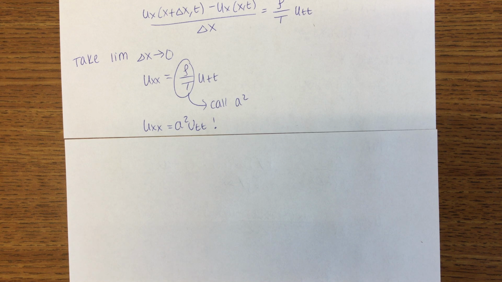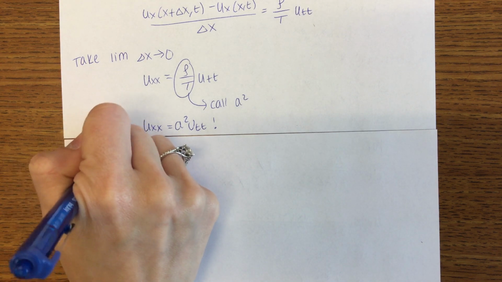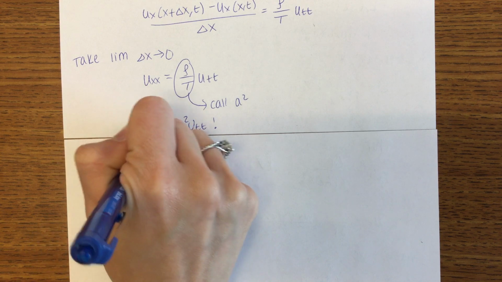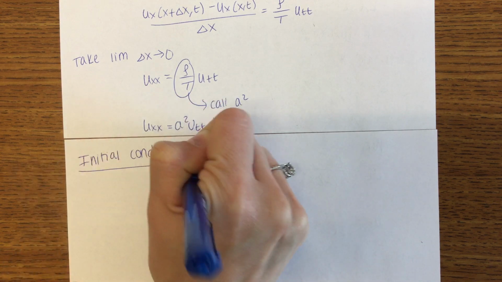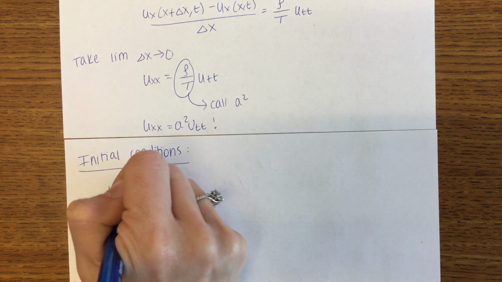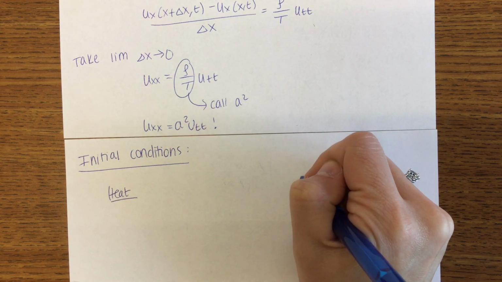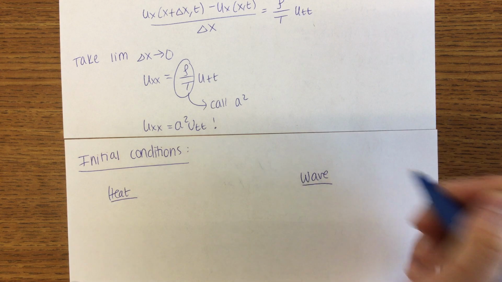Okay, good talk. At the beginning of the period, we said we're also going to need boundary and initial conditions. So next we're going to talk about what those boundary and initial conditions are going to look like, starting with initial conditions. You're going to have certain initial conditions for heat and then certain initial conditions for the wave equation.